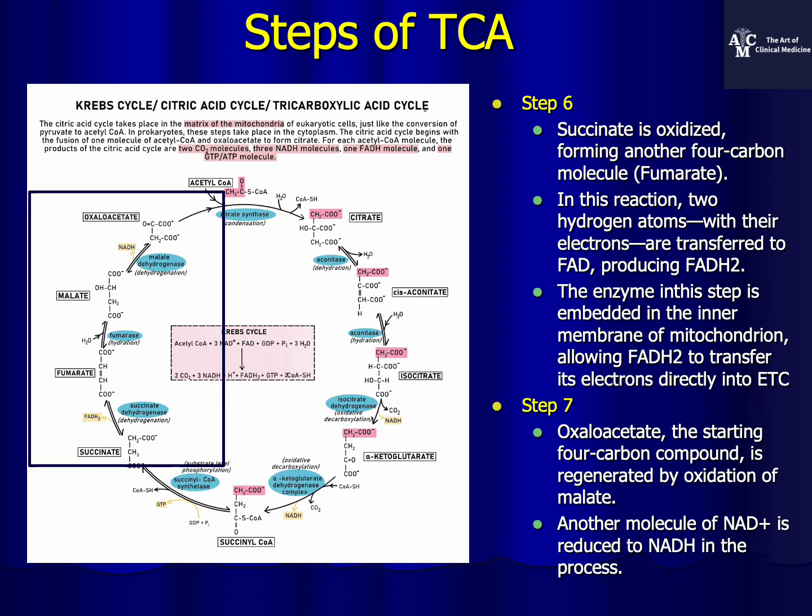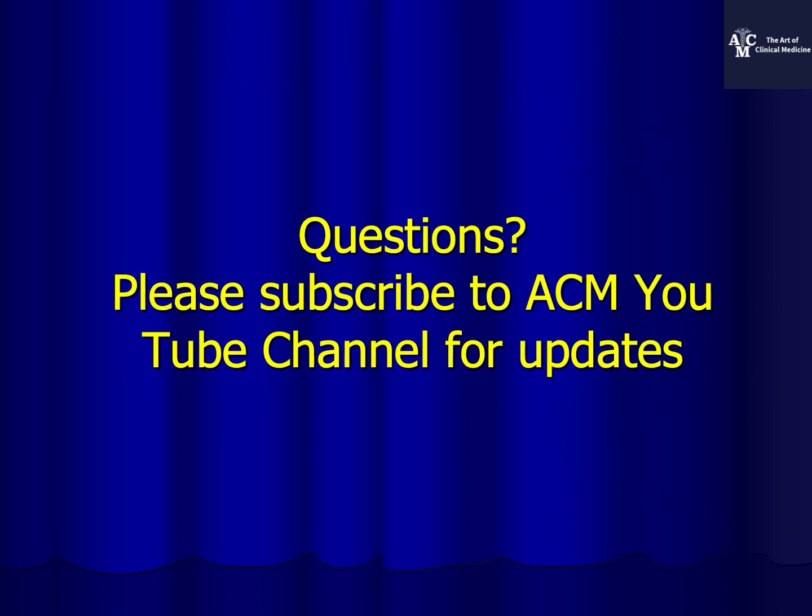The final steps are regenerating oxaloacetate, so we can continue this cycle over and over again to form more ATP. In step 6, the formation of fumarate, another FADH2 is formed. And then in step 7, reforming oxaloacetate, another NADH is formed there. So this concludes the cycle of TCA.